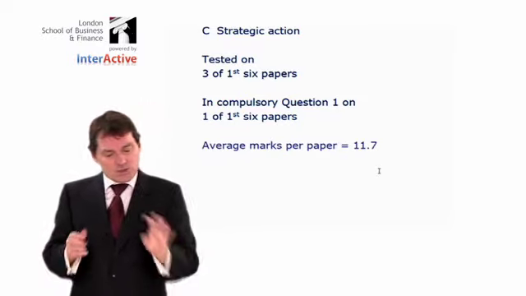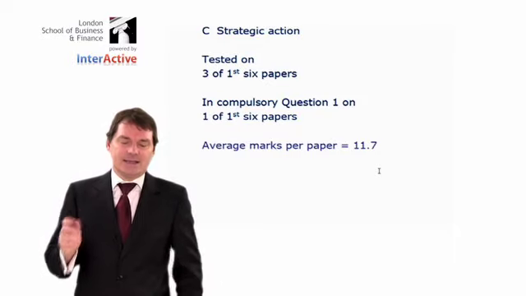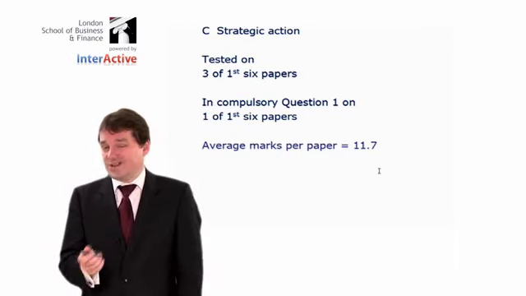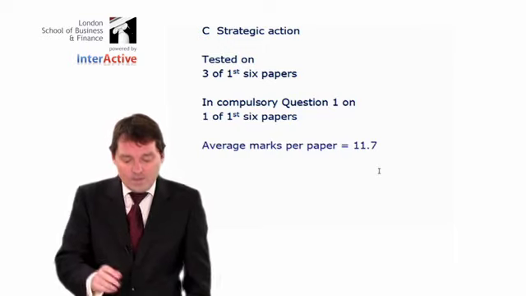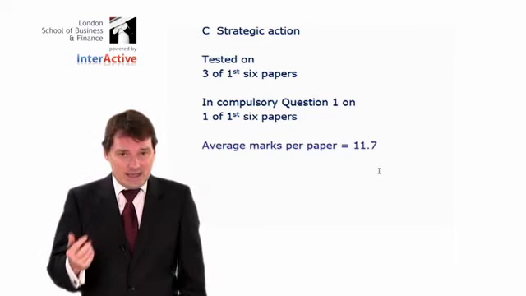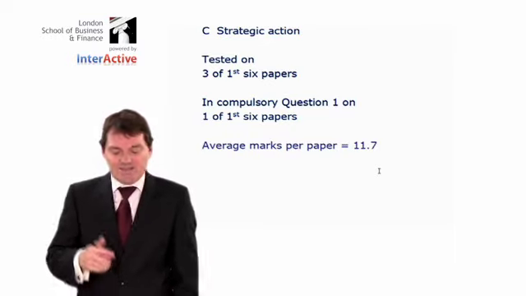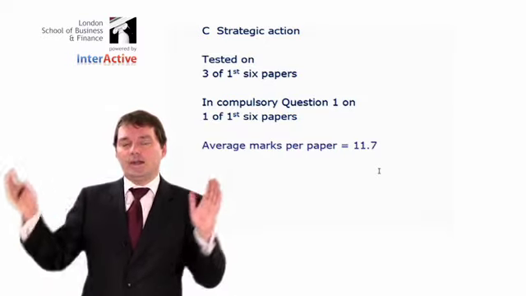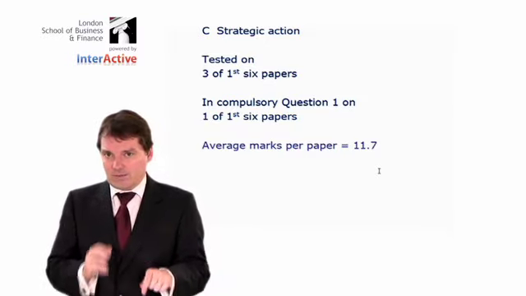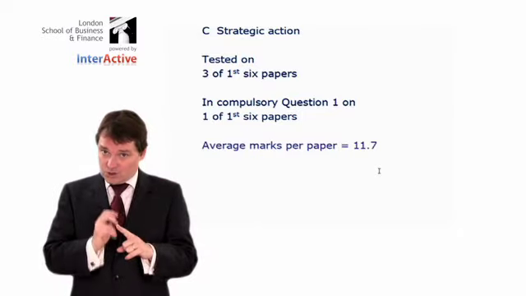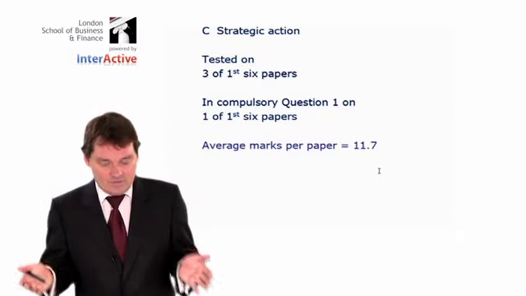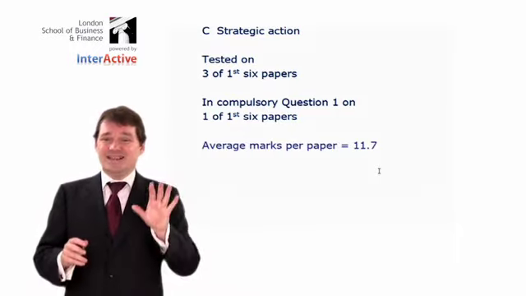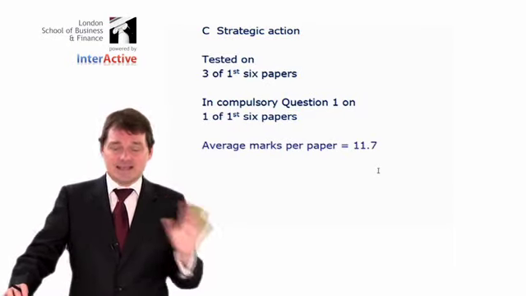So strategic action, now this one you can see, Area C has not been tested as often. Only 3 times in the first 6 papers, and only in the compulsory question once. So on the papers that it has been included in, the average marks have been 11.7. That does not mean 11.7 marks on each of the 6 papers. It's only appeared on 3 papers. So that average is only for those 3 papers. I couldn't see the point in doing an average for papers that it hasn't appeared on. So that one, although important, is obviously nowhere near as important as Section A and Section B.